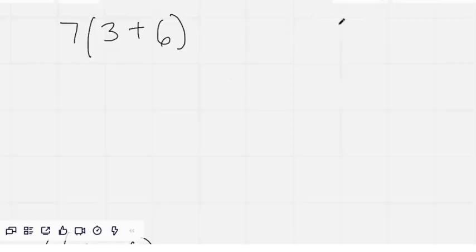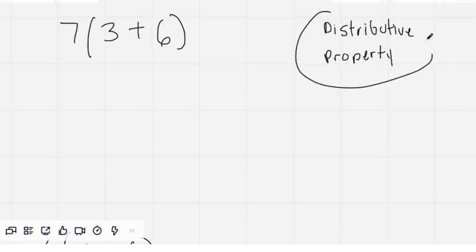So distributive property, let me write it down here. Distributive property is basically what you have to do before PEMDAS. We went over PEMDAS in the last video, where you do parentheses first. If I were to solve this with PEMDAS, I'd do 3 plus 6 first because it's in parentheses, so that's 9, and then multiply by 7, that's 63.